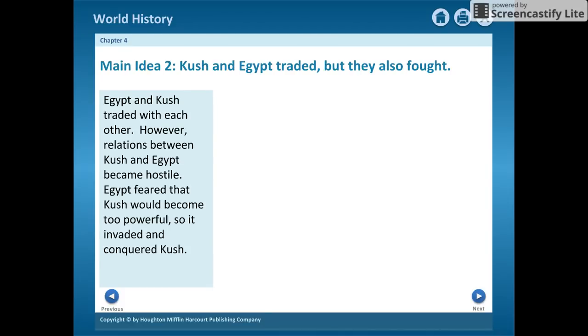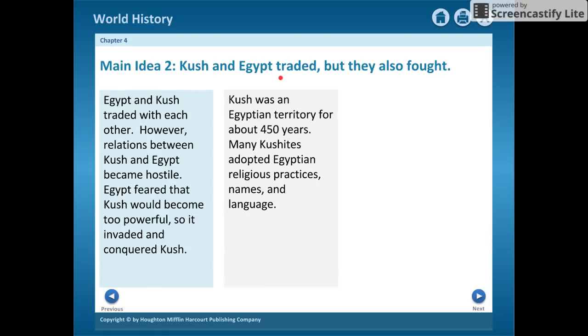Egypt feared that Kush would become too powerful, so it invaded and conquered Kush. So they just assumed that eventually Kush would become very powerful, and in order to protect themselves, they just decided to invade and conquer Kush themselves before Kush tried to do it to them. Kush was an Egyptian territory for about 450 years. Many Kushites adopted Egyptian religious practices, names, and language.